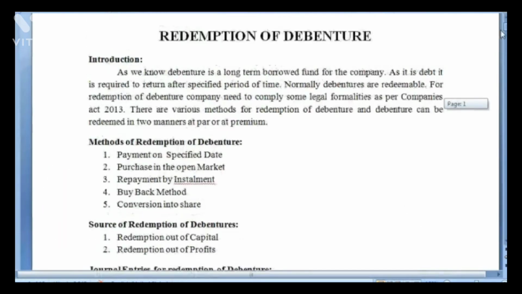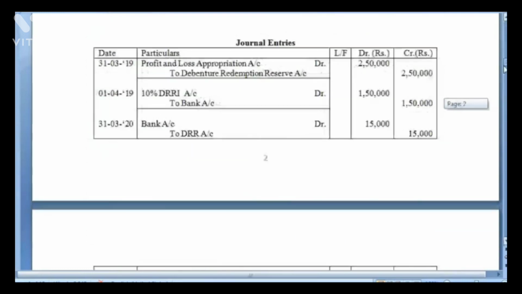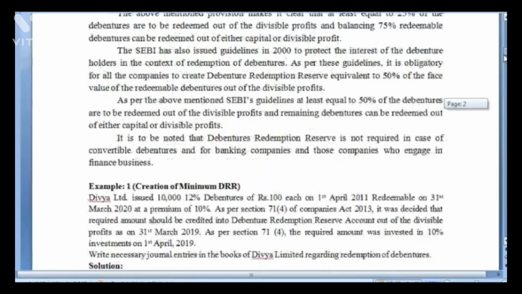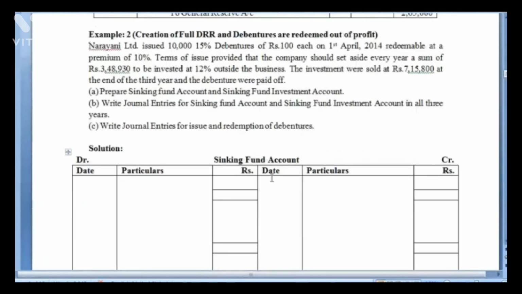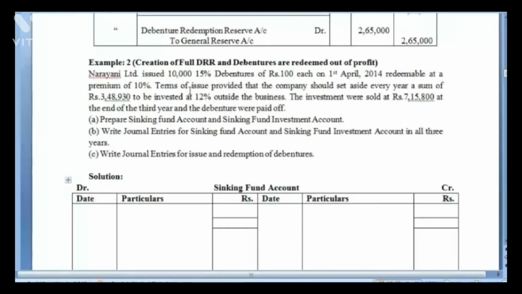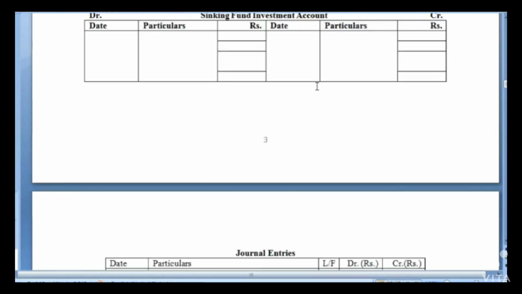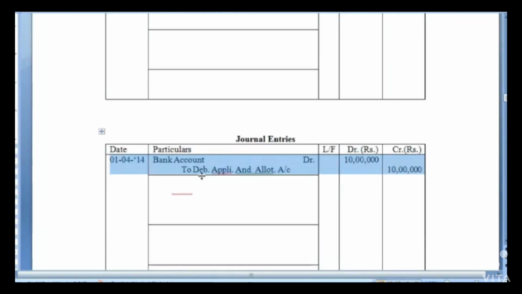So you know that here debentures are issued at the time of issue. What are the conditions? Let's see. 10,000 debentures, 15% debentures of rupees 100 each issued on 1/4/2014, and with the condition to be redeemable at 10% premium. So 10,000 into 100, that means 10 lakh rupees you receive. The bank account debit to debenture application and allotment account. So this is the first journal entry.